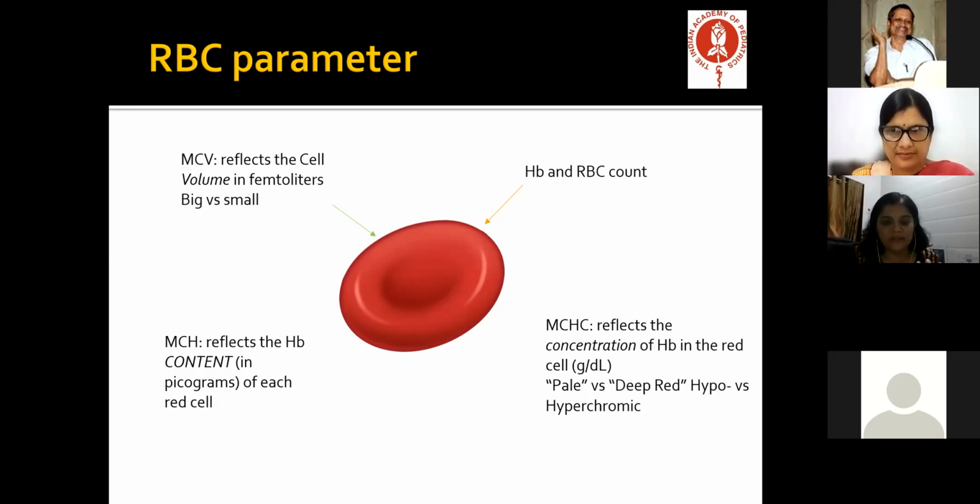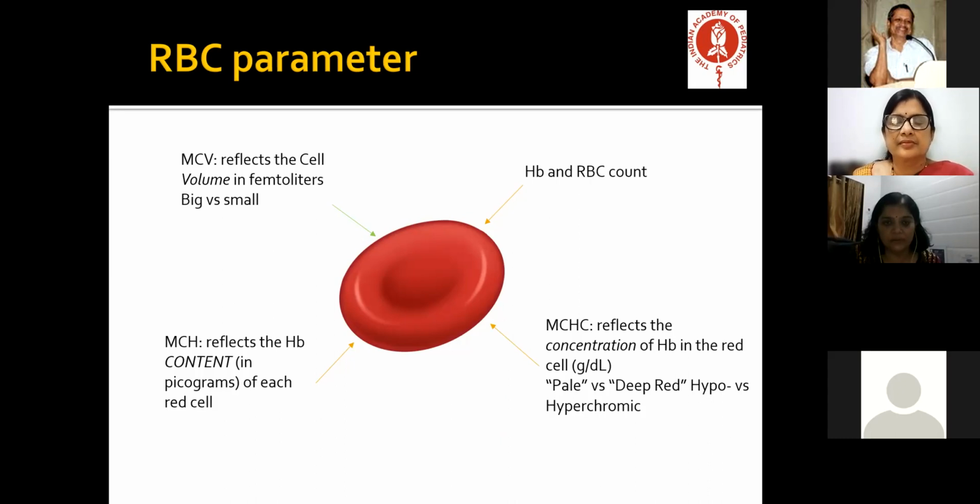The cells become smaller in size because they're not getting enough nutrition. MCH is the mean corpuscular hemoglobin, which reflects the hemoglobin content of each red cell. And the concentration is given by the MCHC, which tells you whether your cell is hyperchromic or hypochromic. Now with iron deficiency anemia, we know we get a hypochromic anemia where the concentration of Hb in each cell is also low.